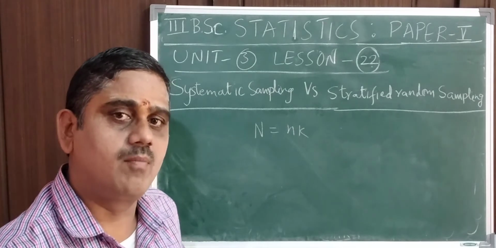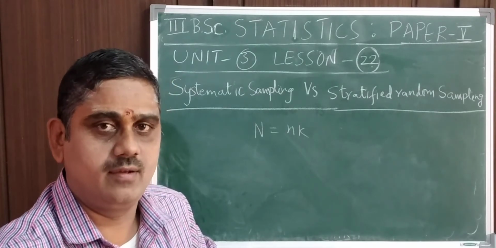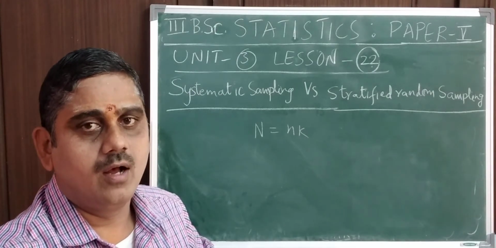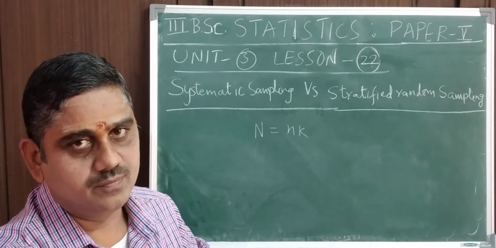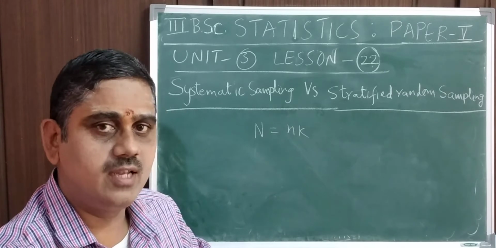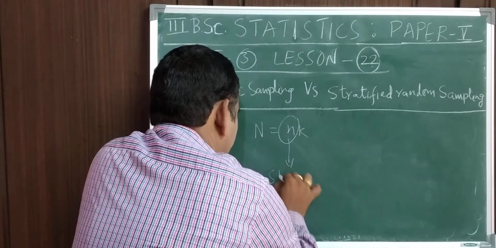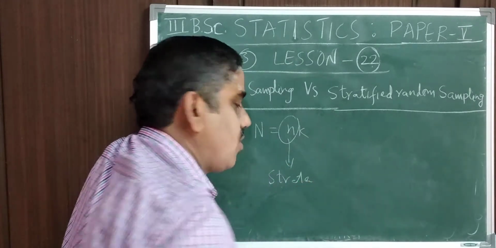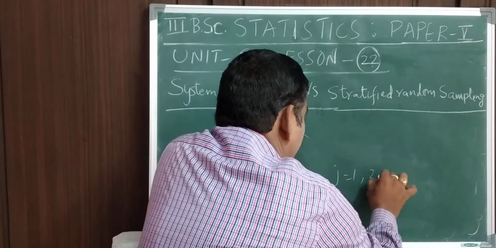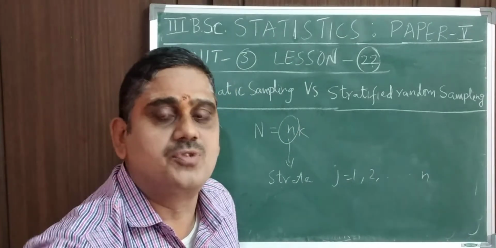In stratified random sampling, we consider i is equal to 1 to k and j is equal to 1 to Ni. Usually there is a pattern we consider. Now here, instead of K strata, we consider n strata. This n indicates the number of strata, 1, 2 and so on n. So j is equal to 1, 2 and so on n, which will be the strata, subgroups.